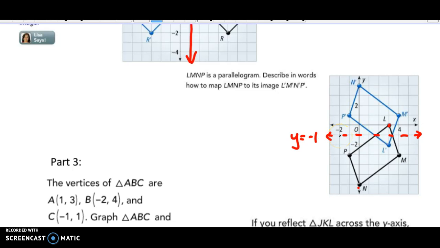So we have reflected LMNP across the line y equals -1. And that's how I would describe it in words.